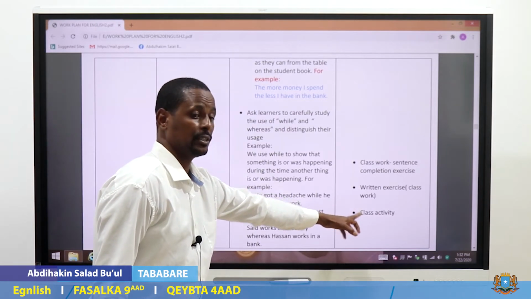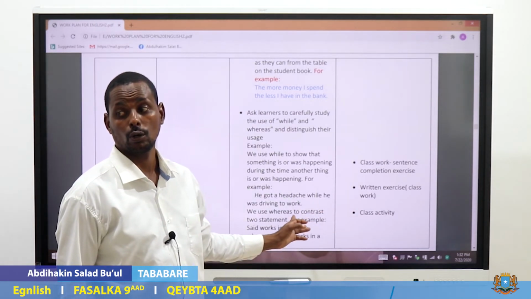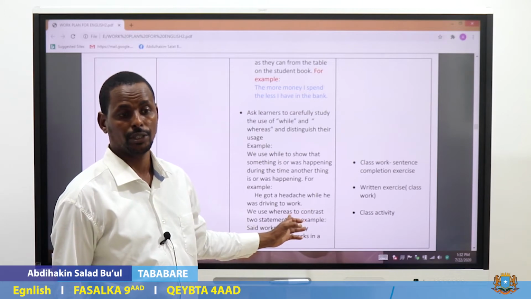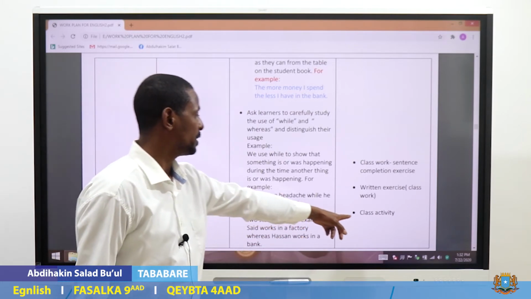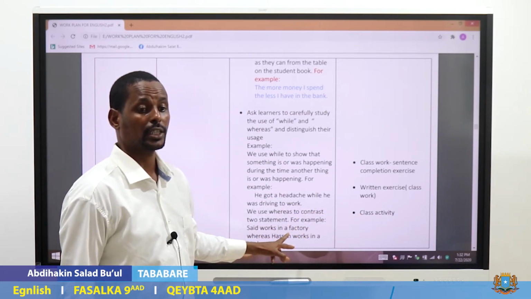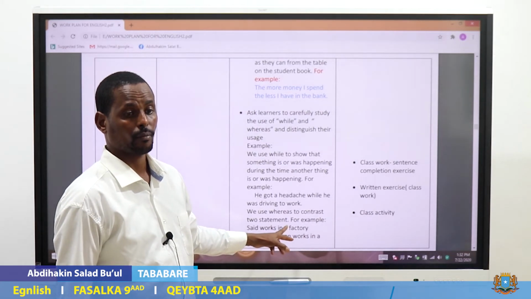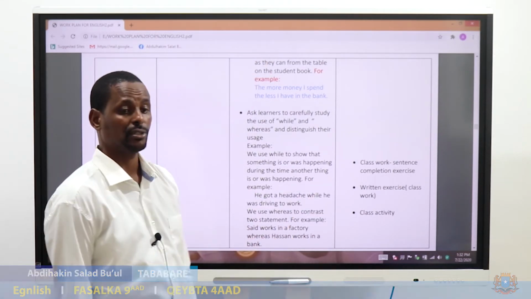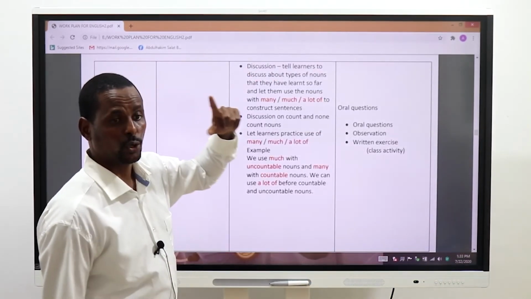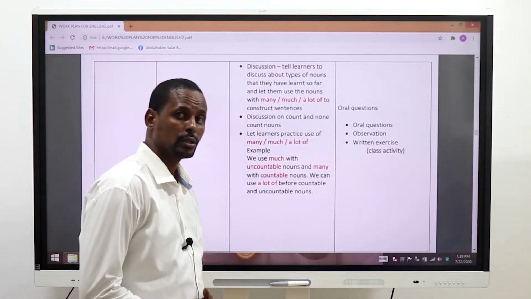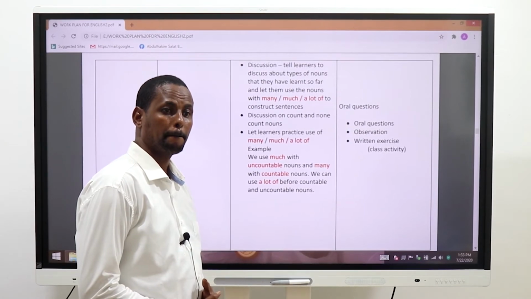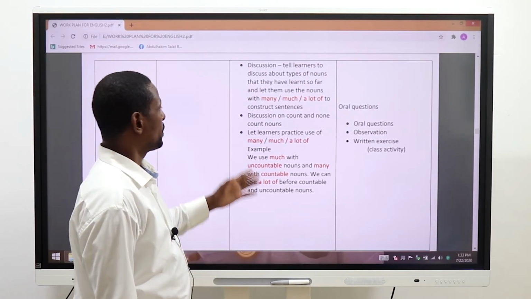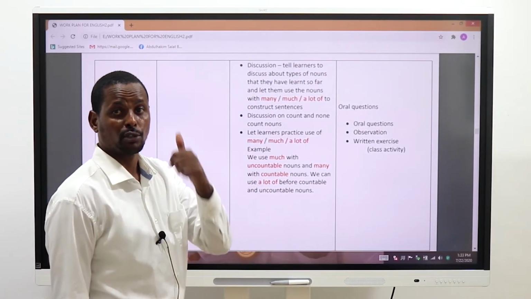The class activity. This is on the book, unit 4. There is a class activity. Let them do the class activity to assess if this has been achieved. Now we are still on the recall. We're still on the recall of parts of speech.